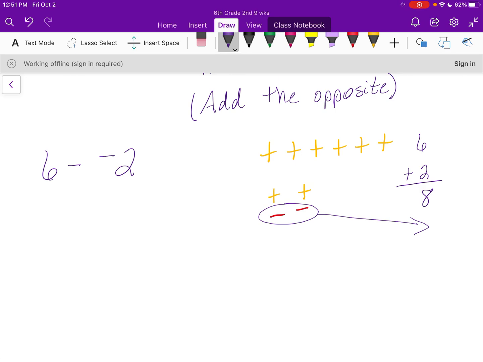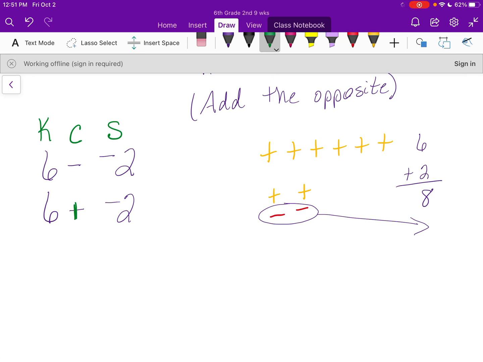Okay, so if we come over here, we're going to keep, change, switch. We're going to keep the 6. We're going to change that subtraction sign. I'm just going to rewrite it. We're going to change the subtraction sign to a plus sign.